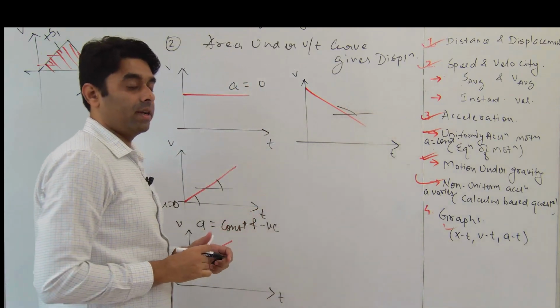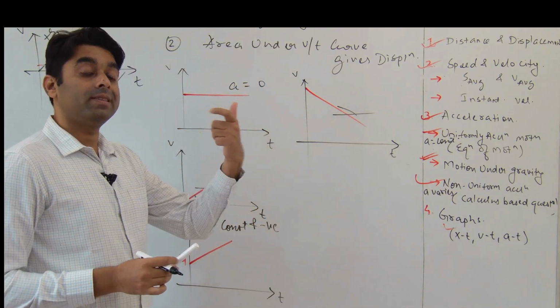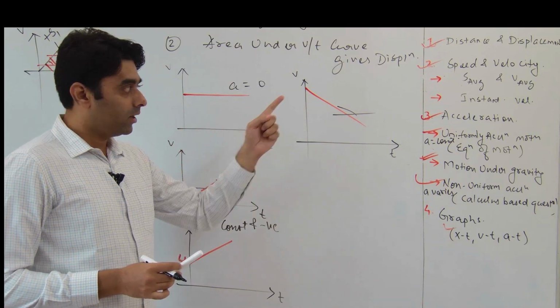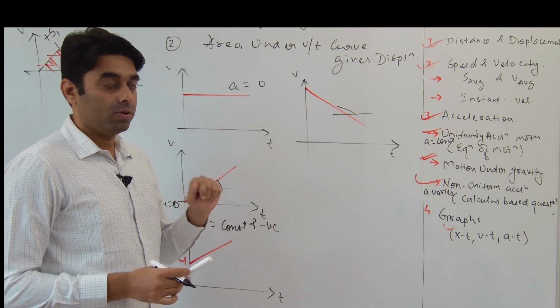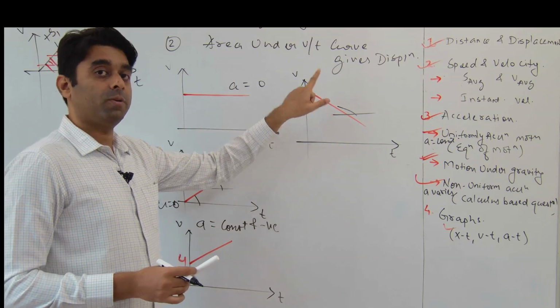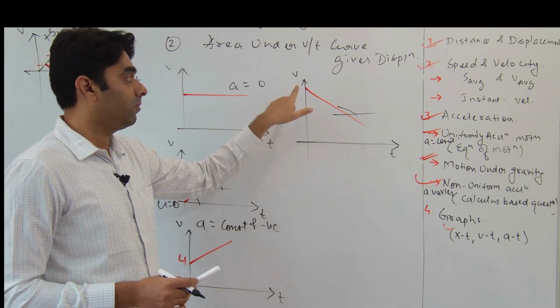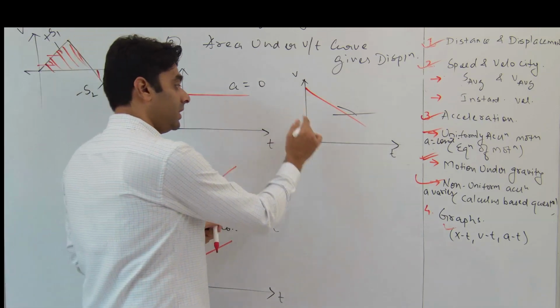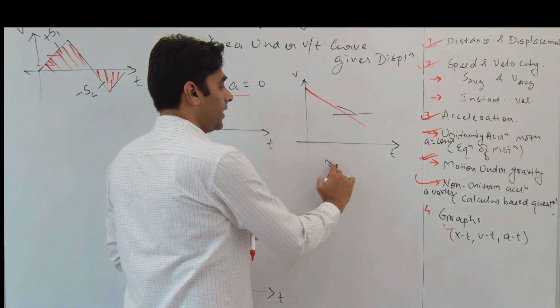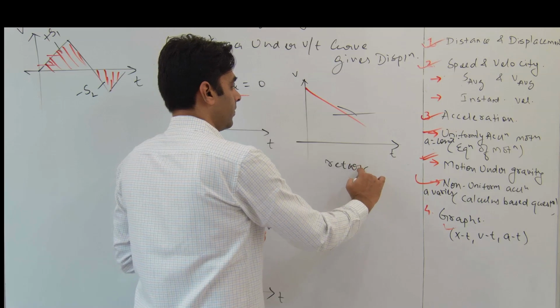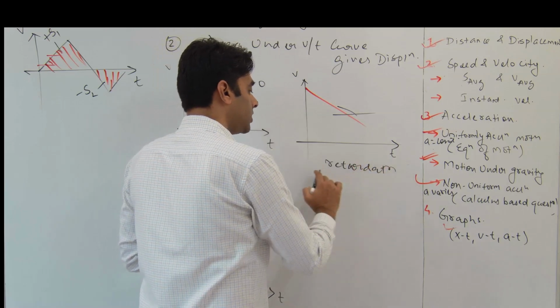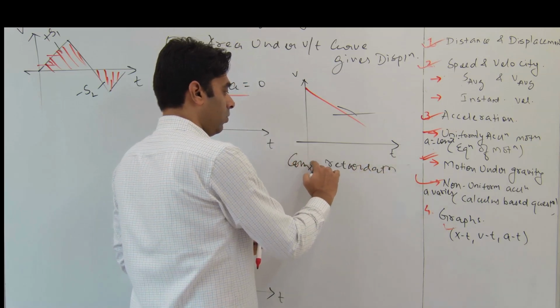What does this mean? Negative slope means it's retardation over here, because velocity is positive and acceleration is negative. Slope negative, acceleration negative, velocity positive. That means it is retarding. So it's retardation over here, and it's a constant retardation.